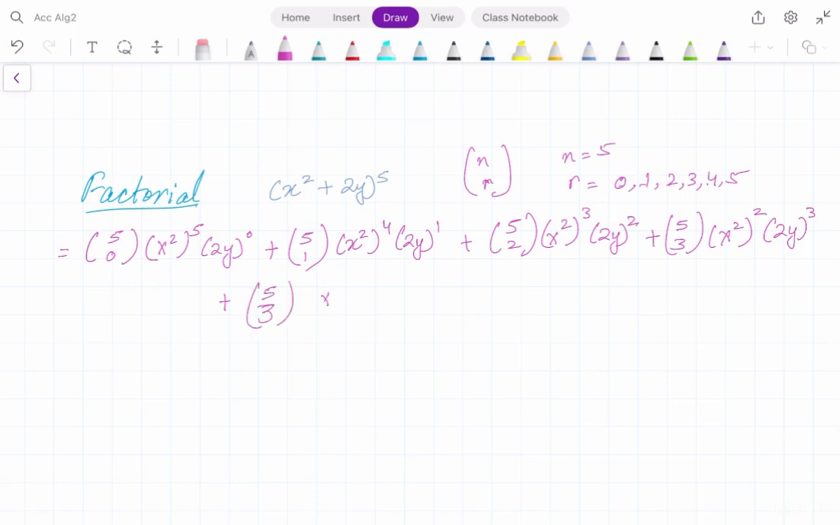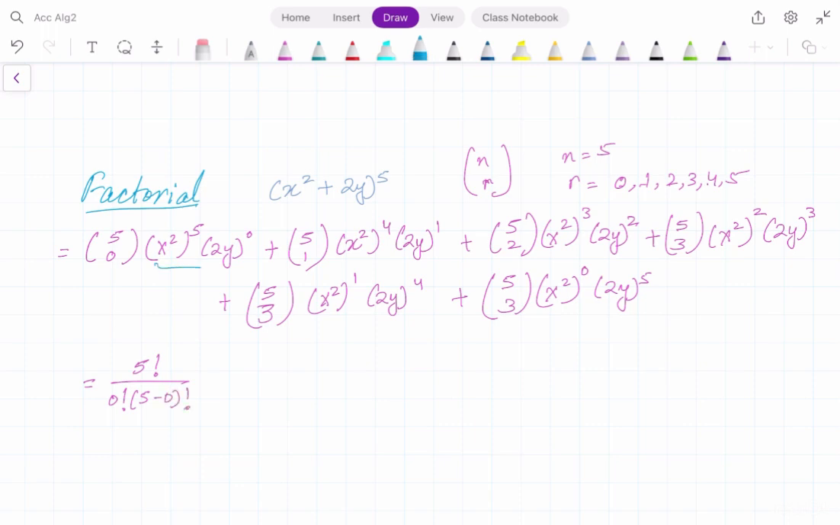Now the next coefficient will be 5 and 4, not 3. So it will be 5 and 4, a to the power of 1, b to the power of 4. Then 5 and 5, a to the power of 0, and b to the power of 5. So let me do the corrections. It will be 4 with a to the power of 1 and 5 for a to the power of 0. So now I need to apply the factorial rules to get the coefficients.